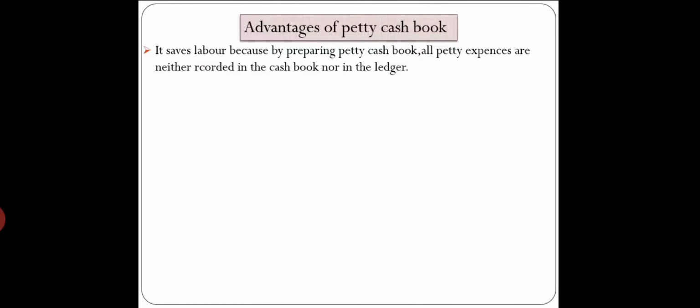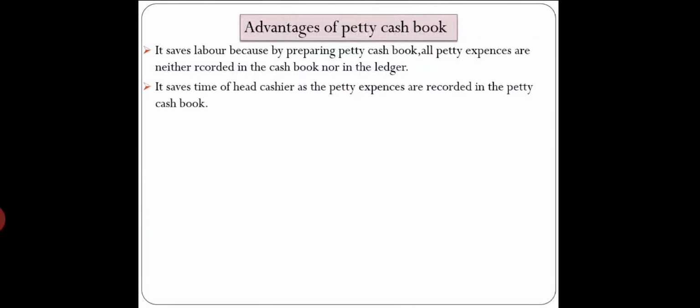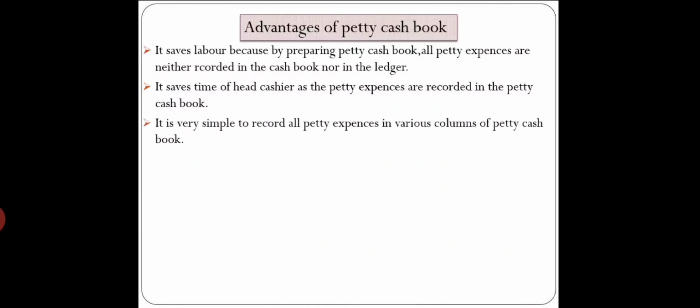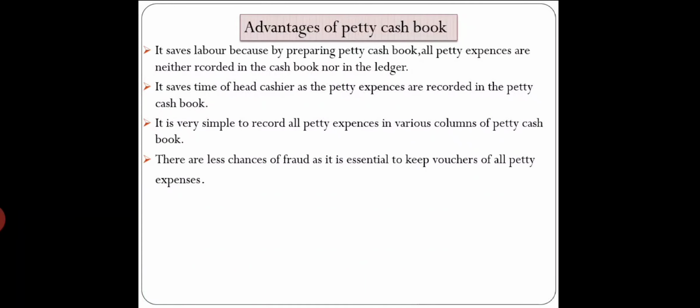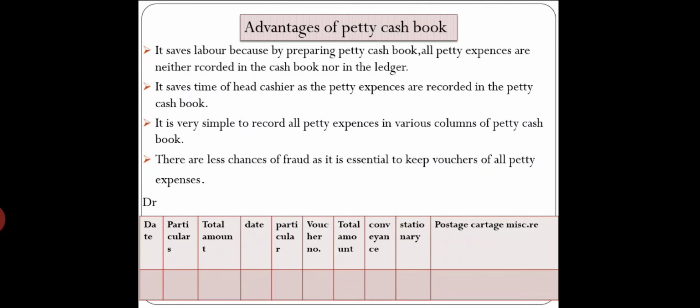Advantages of the petty cash book: it saves labor, because by preparing a petty cash book, petty expenses are recorded neither in the cash book nor in the ledger. Second, it saves the time of the head cashier, as the petty expenses are recorded in the petty cash book. It is very simple to record all petty expenses in the various columns of the petty cash book. There is less chance of fraud, as it is essential to keep vouchers for all petty expenses. This is the format of the petty cash book.